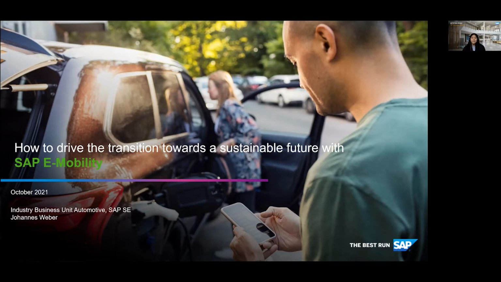My name is Johannes Weber. I'm part of the global automotive practice here at SAP and responsible as solution manager for our SAP E-Mobility solution. I will talk to you today about how to drive the transition towards a sustainable future with SAP E-Mobility. I'm really happy to introduce to you our all new SAP E-Mobility solution in more detail. The solution is generally available since September 24th this year. We will probably not need all of the time assigned for today's presentation, so there will be enough room also for your questions at the end of this session.